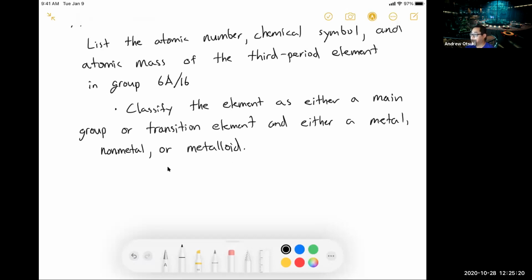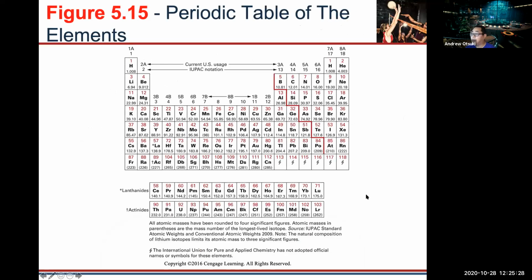okay, so let's just share again, new share. All right, so group 6. We said group 6A or 16, that is the oxygen family right there. We're going to go to the third period. So we count down one from hydrogen, lithium, then sodium is the third period. Go to 6A, that is sulfur.